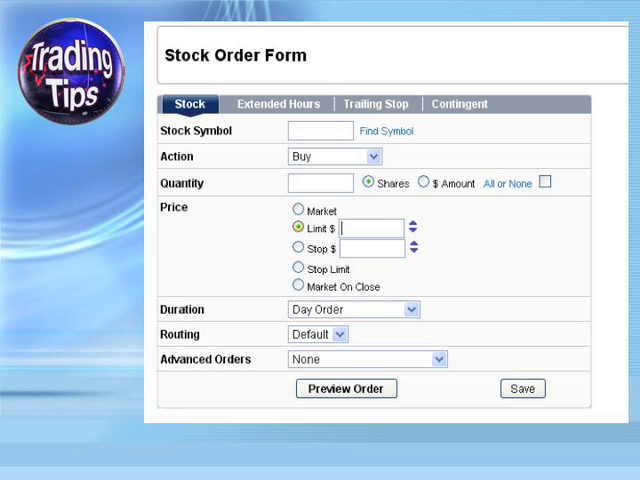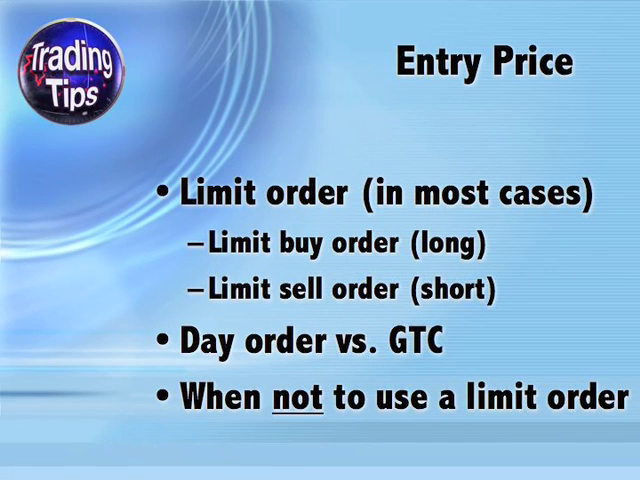Here's an example of how to place a limit buy order with a popular online broker. I've selected limit instead of market, stop, stop limit, or market on close. Notice there's a space for me to put the maximum price I'm willing to pay for this stock, the limit buy order price. What if the stock makes it the whole day without ever hitting its entry price? Well, it depends on if you enter a day order or a GTC, which stands for good till canceled. Day orders are limit orders that expire at the end of the day. GTC orders are, of course, good until canceled.